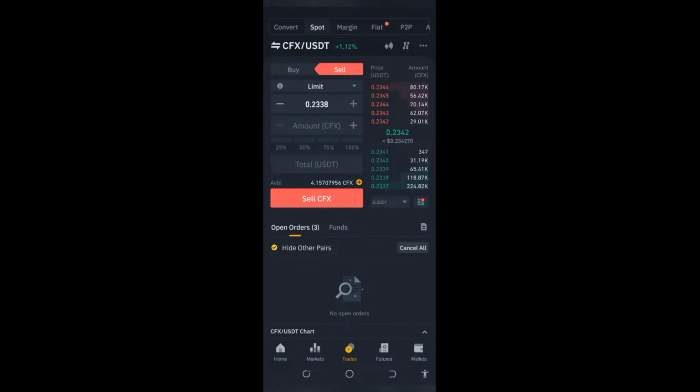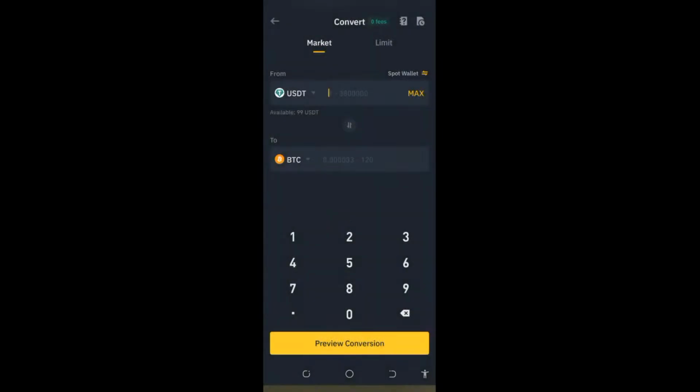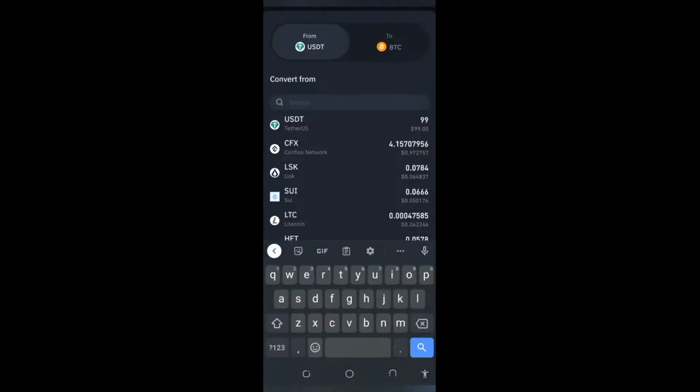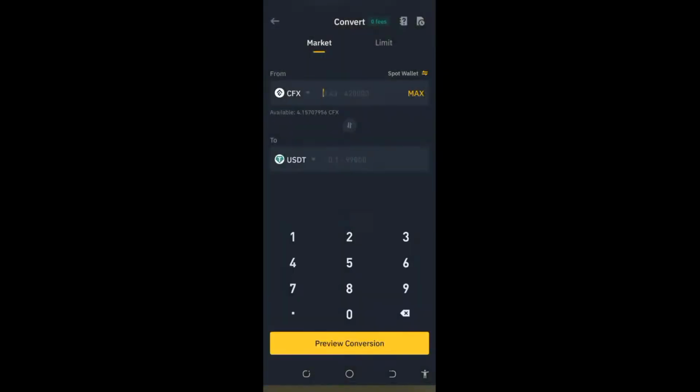4.15. Okay, we sent out 4.26. Now it's at 4.15. Obviously, we cannot change it here. So we have to go back to our convert and then we will put that in here. Let's put in CFX, and then USDT. And let's see how much, max. Let's see how much we get.